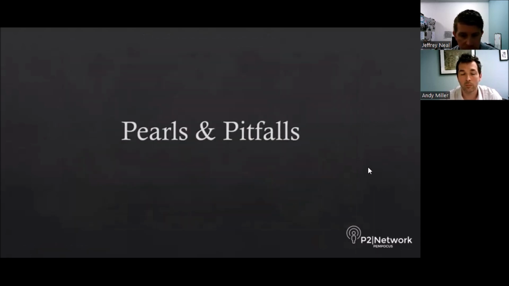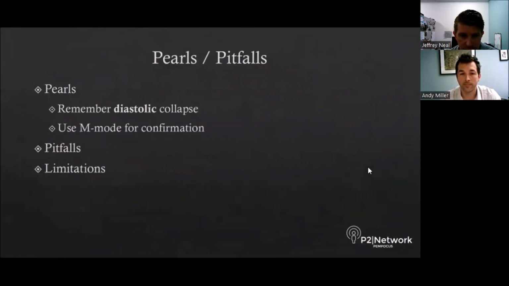We will now talk about some pearls and pitfalls of scanning for tamponade. Remember that overall, we are looking for diastolic collapse of either the right atrium or the right ventricle. If having trouble confirming collapse in diastole, you can use M mode to confirm the E wave and movement of the mitral valve. Ultrasound should be used to support your diagnosis of tamponade, as the physical exam findings of Beck's triad typically lack specificity and sensitivity. And as with any application in ultrasound, the limitation lies in the user and the cooperativity of our patients to sit still for these exams.